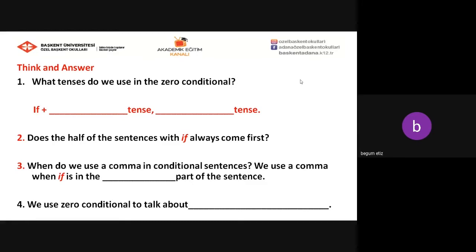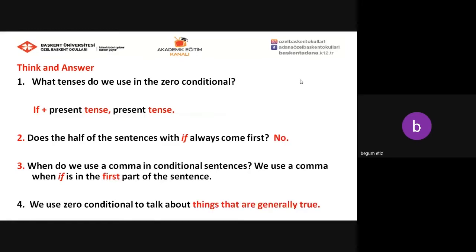Okay, let's answer them together. What tenses do we use in the zero conditional? If plus present tense, comma, present tense. Second one, does the half of the sentences with if always come first?